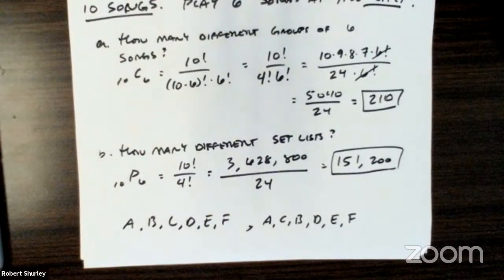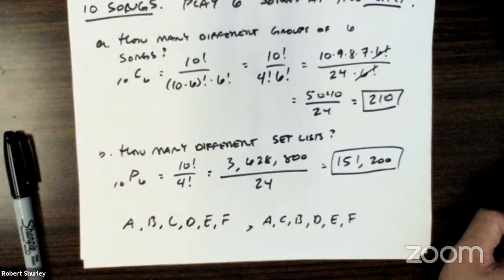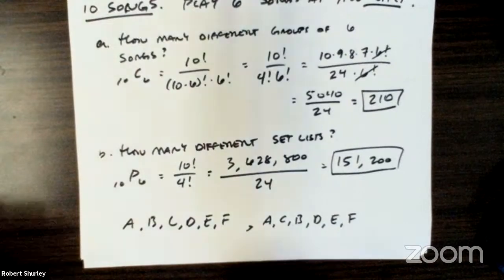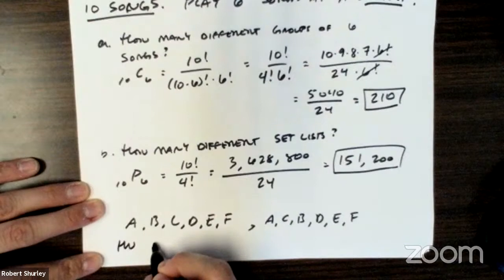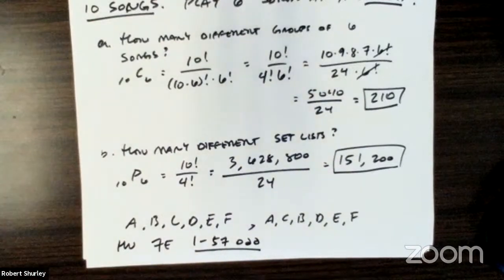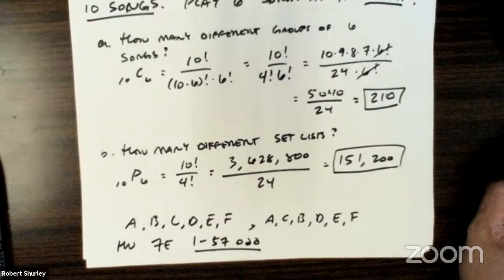Okay, I want you to read the last part about probability and coincidence in this section. And then for homework, you don't have to do 1 through 63. You can do 1 through 57. So homework in 7E, 1 through 57 odd. That starts on page 464.